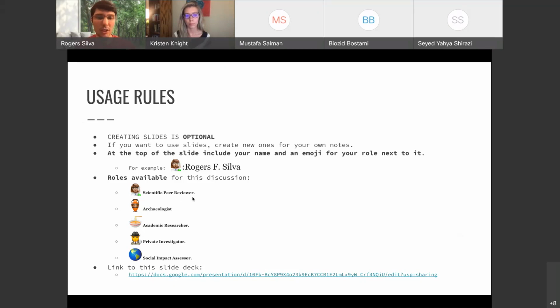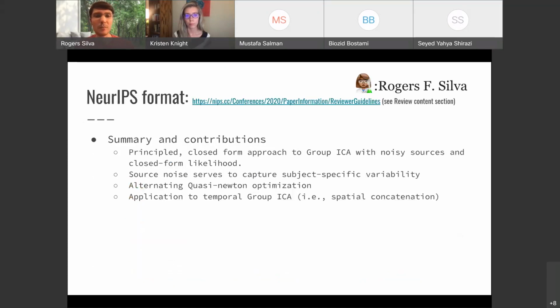And as such, I basically went ahead and read the paper, took the review content recommendations from the NeurIPS conference, and they have about 10 to 15 points that they ask reviewers to fill about the paper. And I just summarized my perspectives about it as if I was a reviewer. And at the end, part of the role is giving an accept or reject and justification as to why.